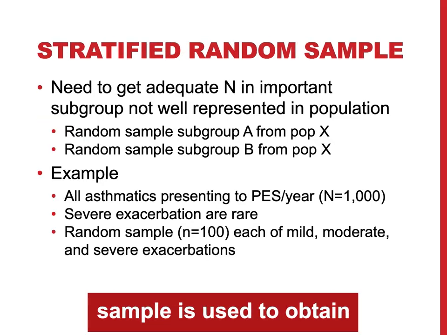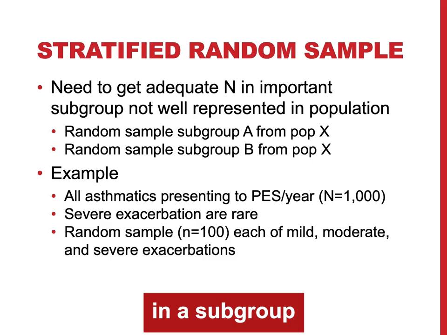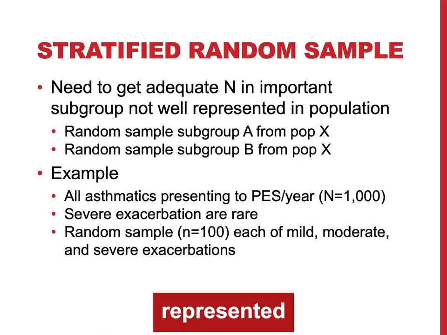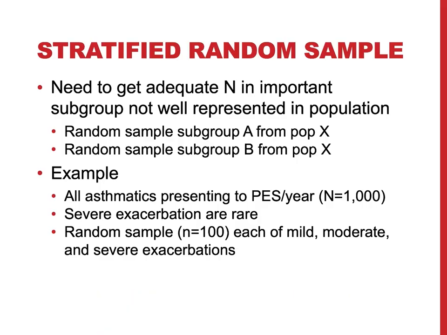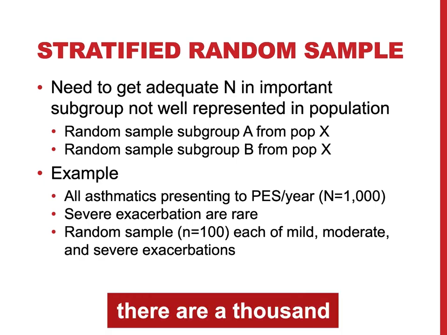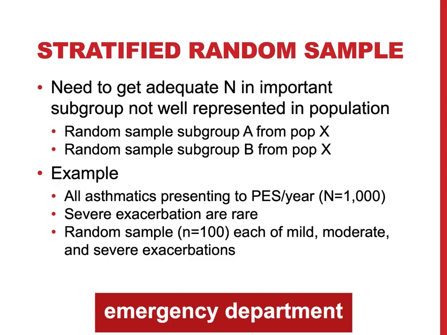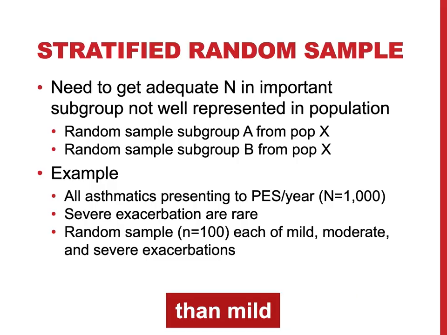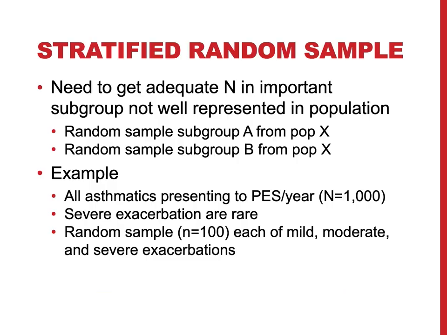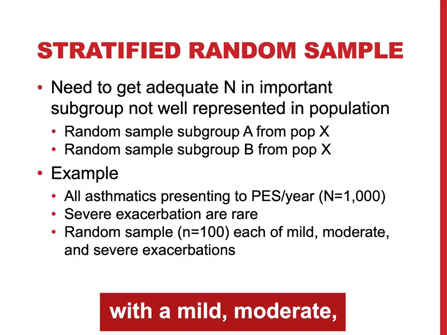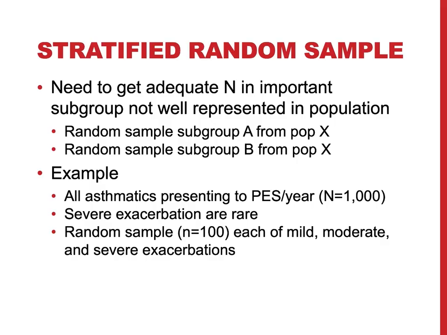A stratified random sample is used to obtain enough patients in a subgroup that is not well represented in the population. For example, subgroup A is not well represented in population X. In a population X, a random sample of subgroup A and of subgroup B are obtained. For example, there are 1,000 asthma presentations to the emergency department over a 2-year period. However, severe asthma exacerbations are rarer than mild and moderate asthma exacerbations. A stratified random sample may include 100 patients each presenting with a mild, moderate, or severe exacerbation.